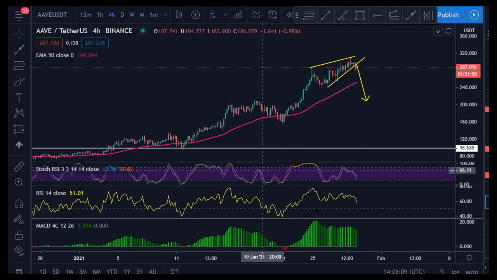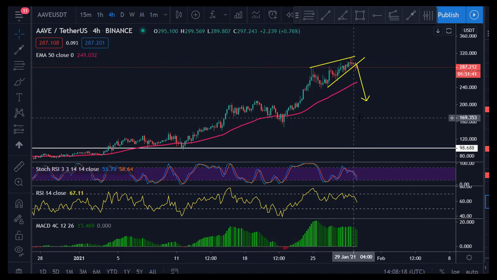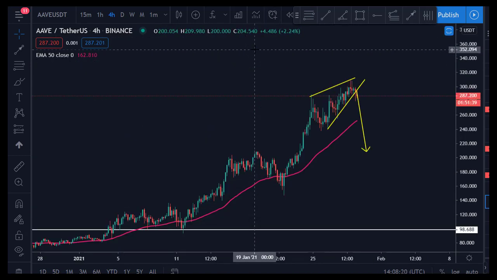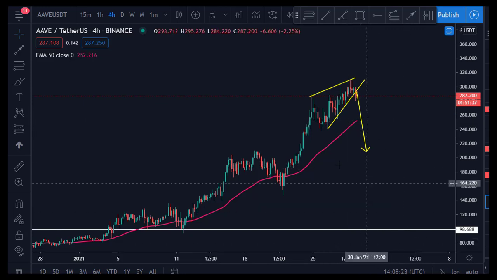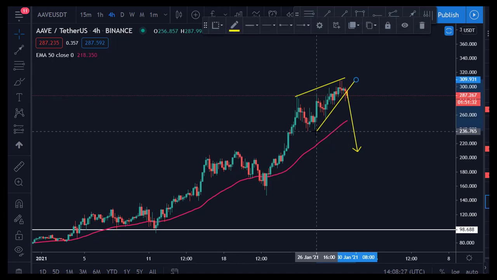Okay, you can see clearly there is a lot of divergence here. As I told you, there's a lot of divergence taking place in almost all of this. So what are we expecting here? There will be a very sharp drop, a sharp sell-off, however you want to put it. It's the same thing.